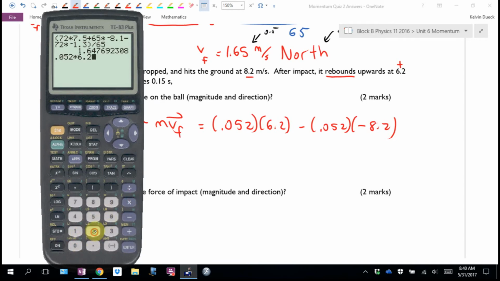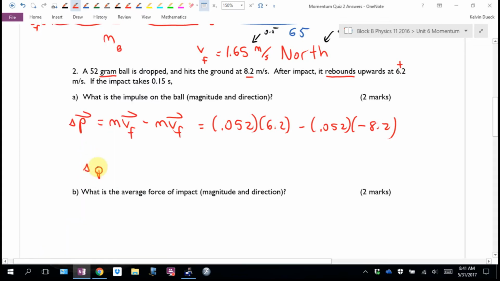0.052 times 6.2 minus 0.052 times negative 8.2. There we go. You get 0.7488, 0.75, 0.749. I'll go 0.75. That's the magnitude. Units, well, kilogram meters per second, because it's momentum, change in momentum. Direction, up. I would give you half mark for the units, half mark for the magnitude, and a half mark for the direction.